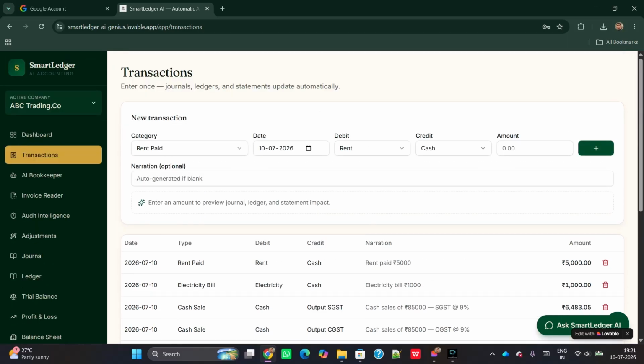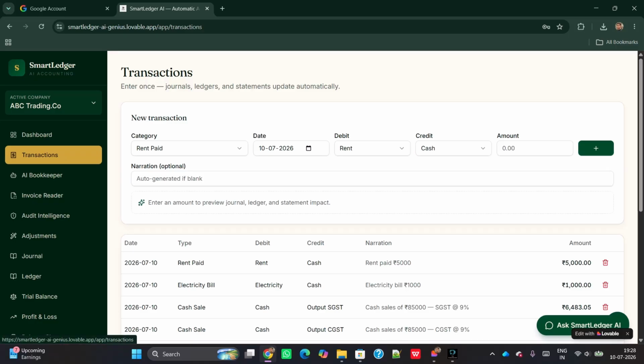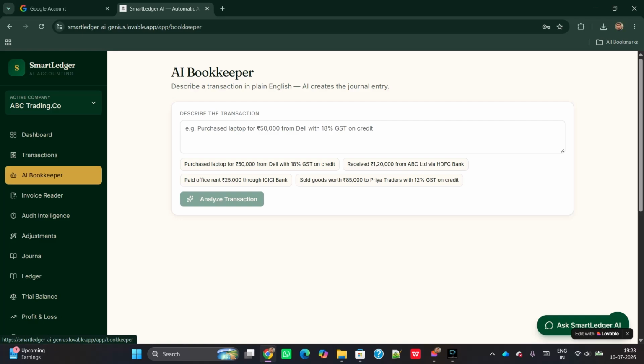Yes, so let's see what the effects in the journal, ledger, and the statements happen. AI also offers one of the features for entering the transaction, that is AI bookkeeper. Just by writing the transaction in one sentence, it can automatically do the posting of your transaction.